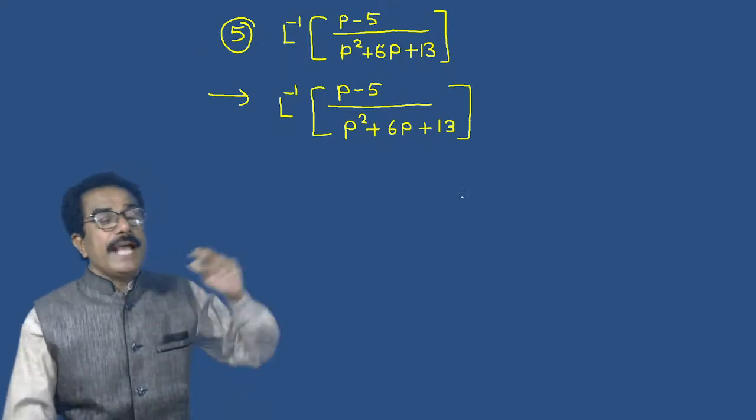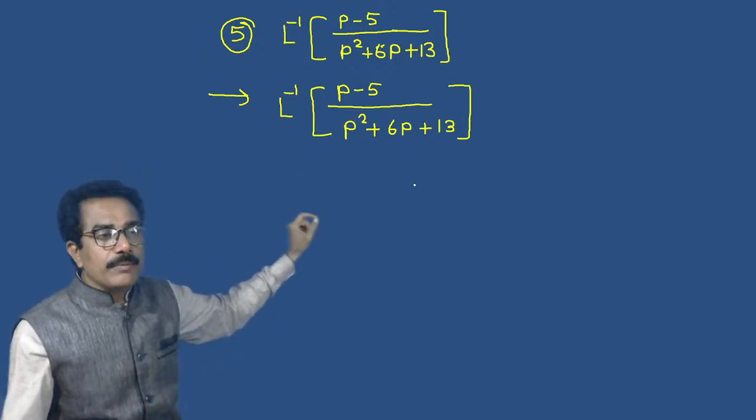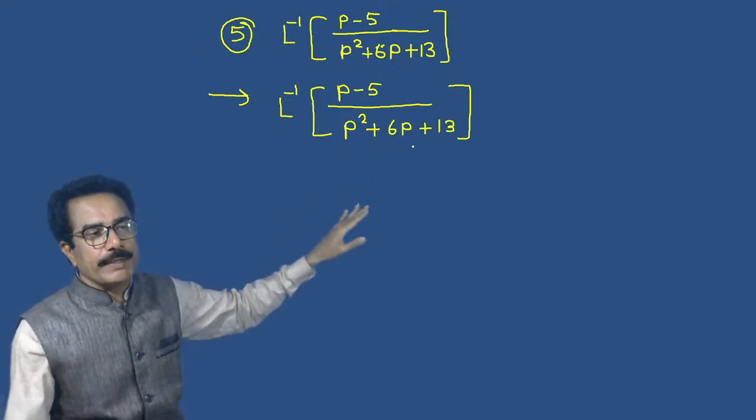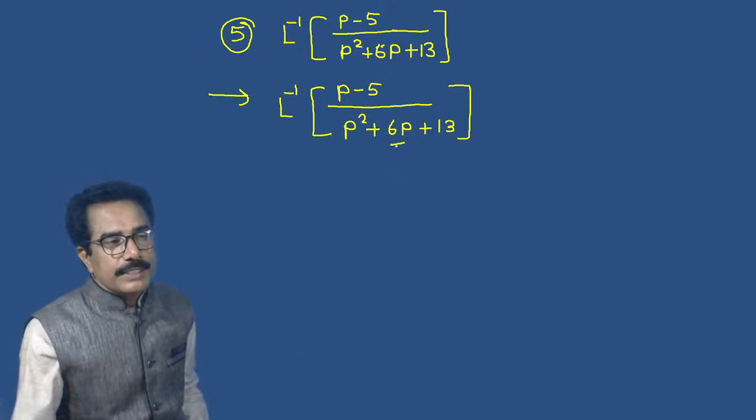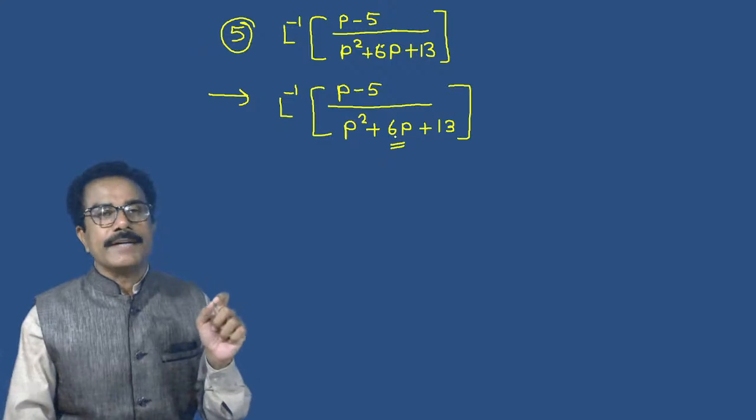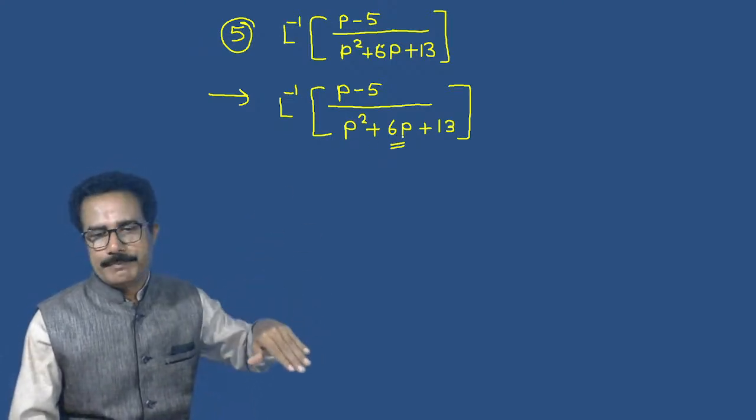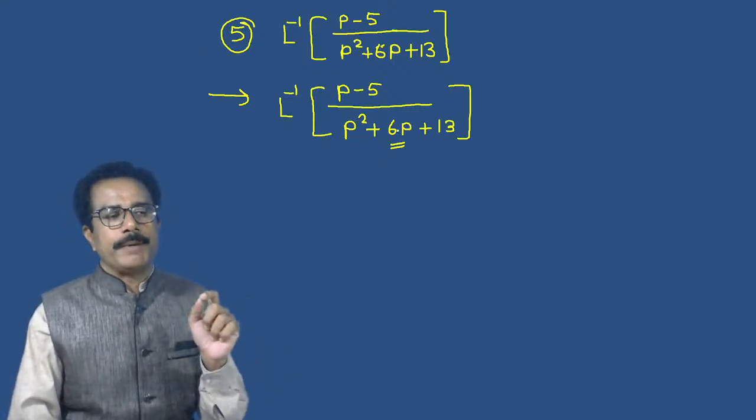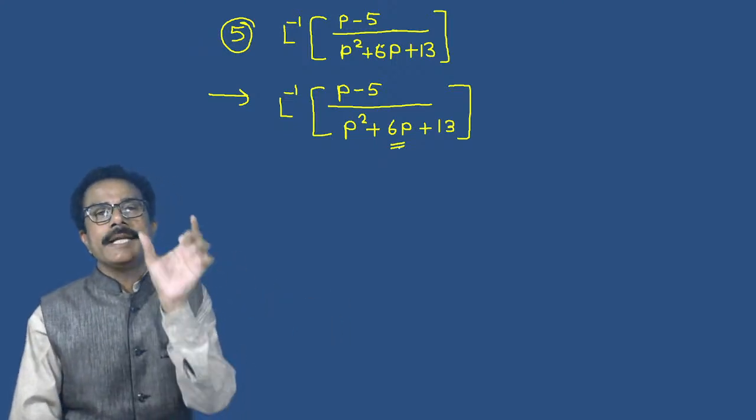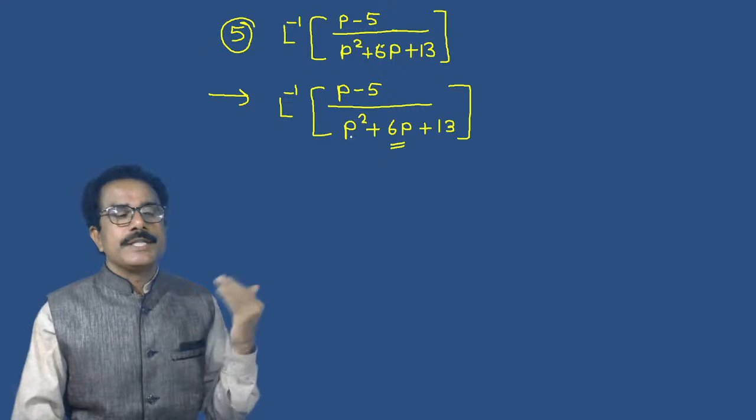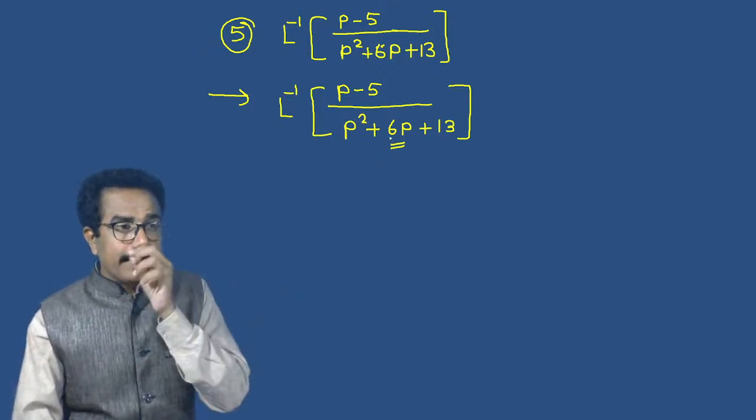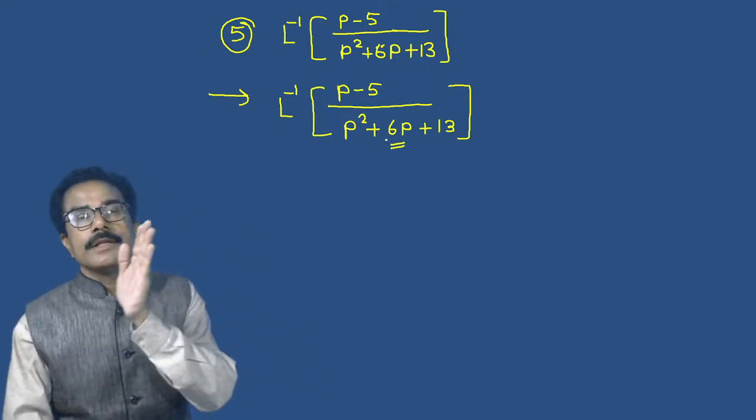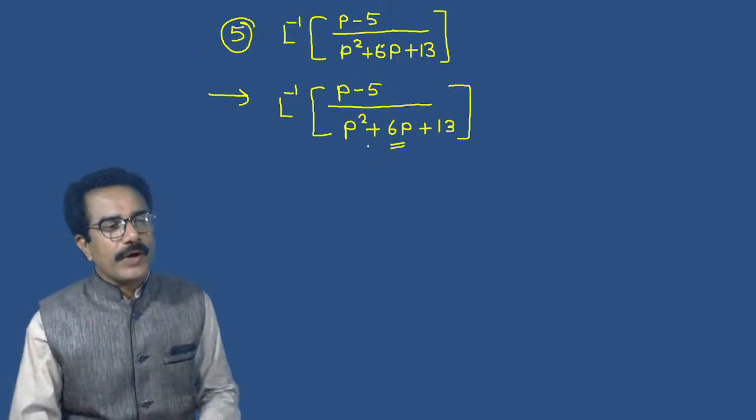See this. Actually, the formula requires the denominator to be in the form of p square plus a square, so we can't use the direct formula for p square plus 6p. First of all, we have to reduce this 6p to a square form by completing the square. Suppose the first term is p square and the second term is 2 into 3p, which means 6p. Its corresponding value is 9 for completing the square.